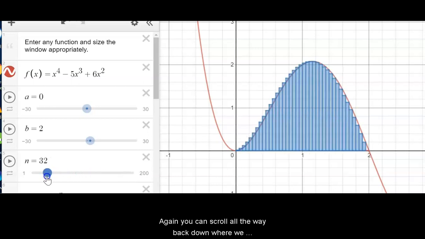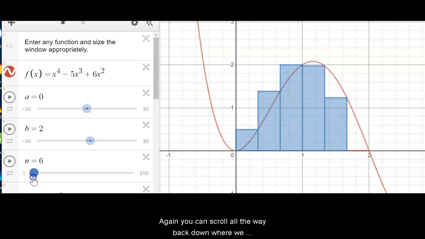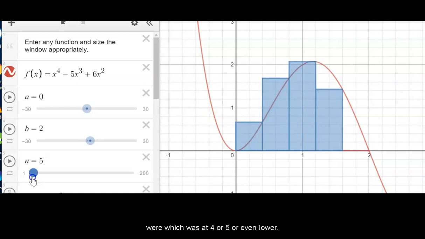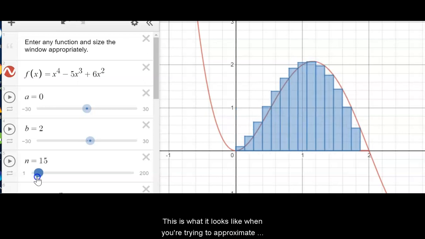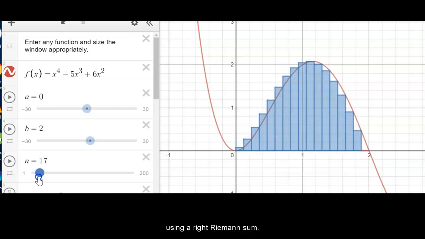Again, you can scroll all the way back down to where we were, which was at 4 or 5 or even lower. You could do 3 boxes. This is what it looks like when you're trying to approximate using a right Riemann sum.